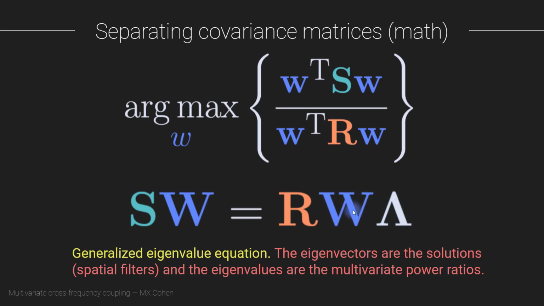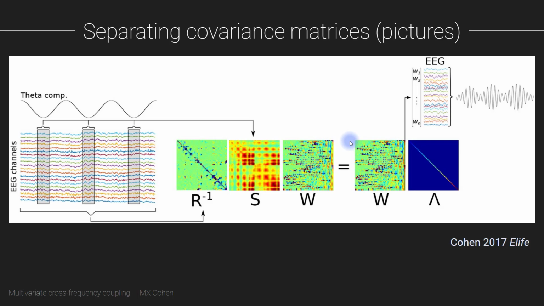And the idea is that the column of W, so the eigenvector that is associated with the largest eigenvalue, is the W here that maximizes this relationship. And that's what we're looking for here. That's going to be our multivariate patterns in the data that best separate matrix S, or the data that went into creating matrix S, from the data that went into creating matrix R. So let me show you what this looks like in pictures.